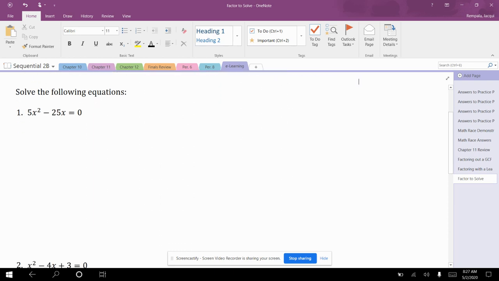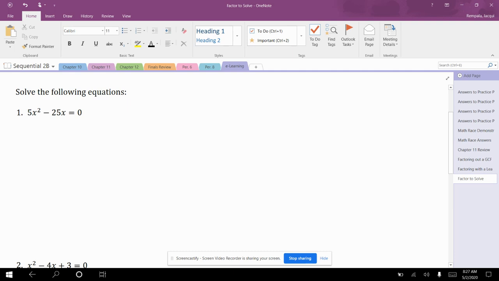Notice the directions say solve the following equations. My first example here says 5x squared minus 25x equals 0. So everything is to one side, it equals 0. It's already set up for how we want it. We want to try to factor.